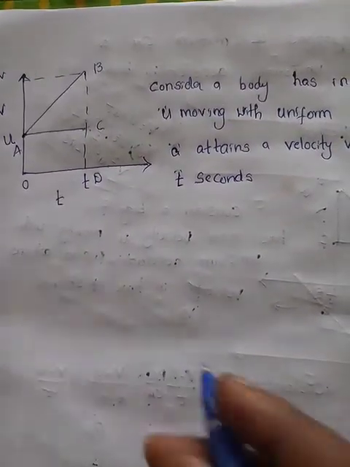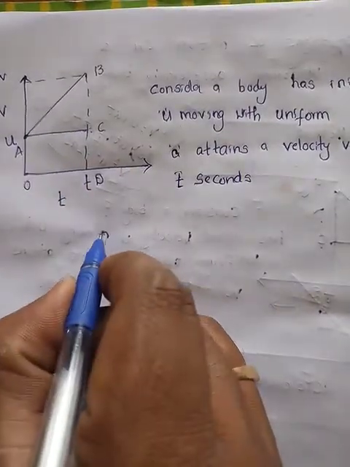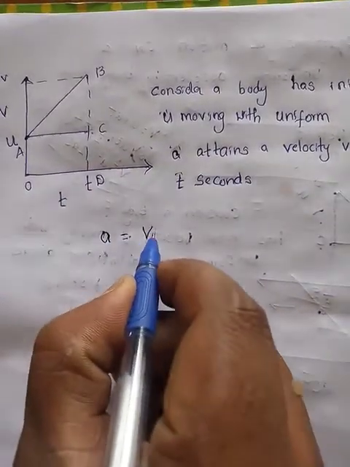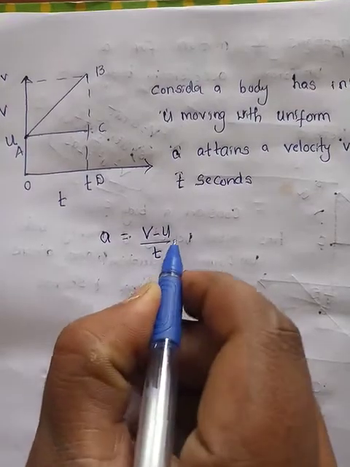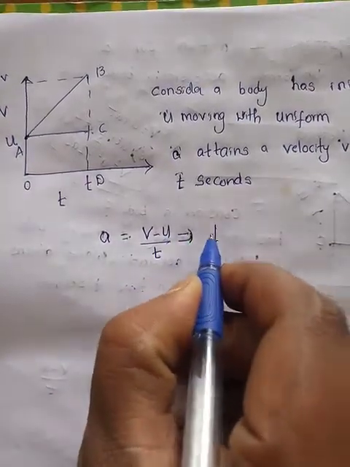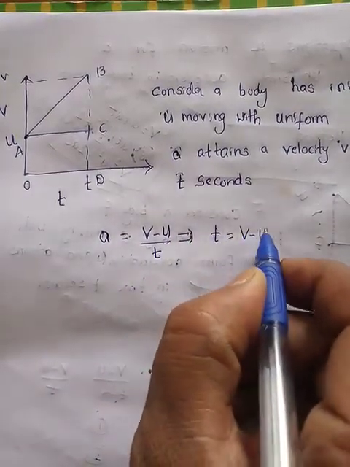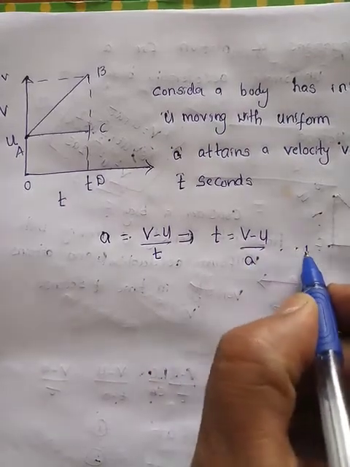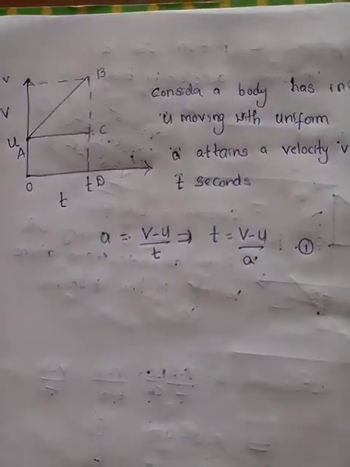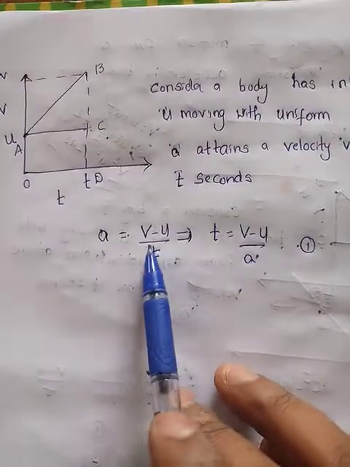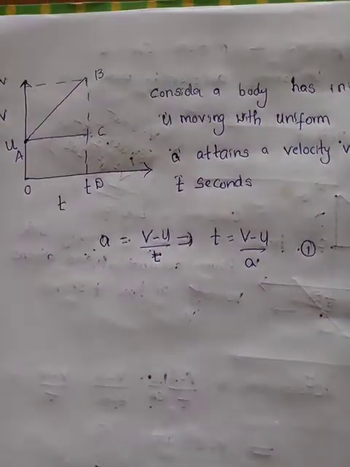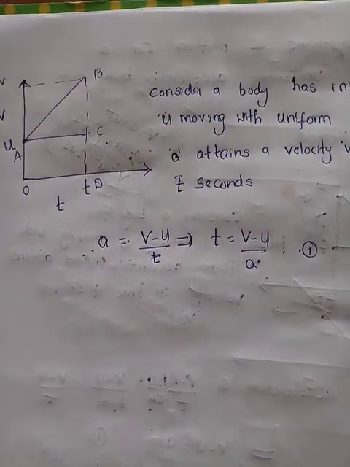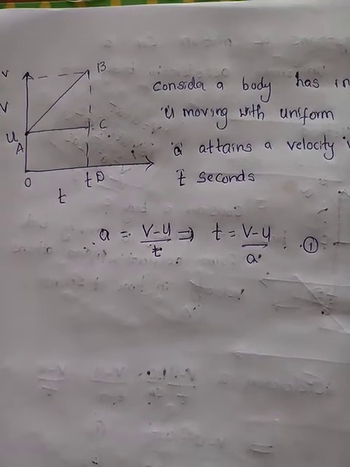Okay. So, now from the graph, acceleration a is equal to (v minus u) by t. From this, t is equal to (v minus u) by a. A small thing changes: instead of v minus u is equal to at, we have just sent t here, a to here. What you get? t is equal to (v minus u) by a.